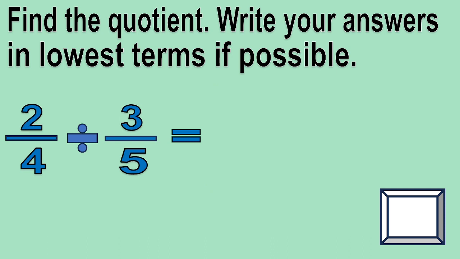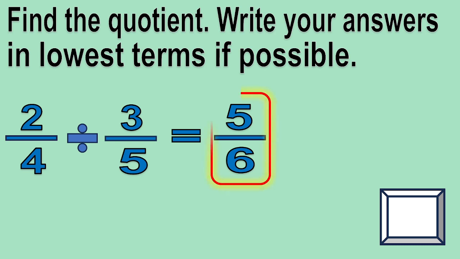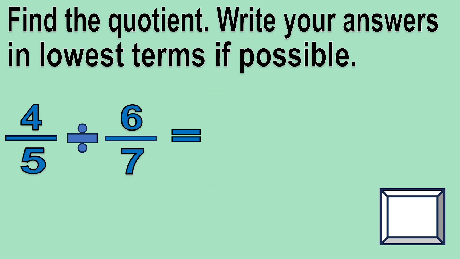2/4 divided by 3/5. Time's up. The answer is 5/6. Next, 4/5 divided by 6/7. Time's up. The answer is 14/15.